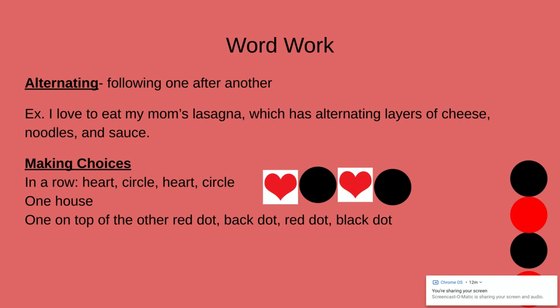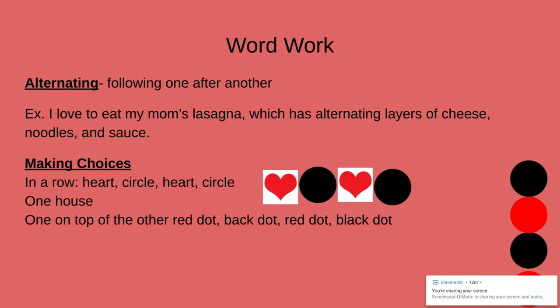Now we're going to use the word alternating to make some choices. We have 3 examples here. If the example is alternating, then you say, those are alternating. If it is not, then you say, those are not alternating, or this is not alternating. And I have some pictures here to help us imagine exactly what our options are. So the first one says, in a row, heart, circle, heart, circle. Those are alternating. Great job.